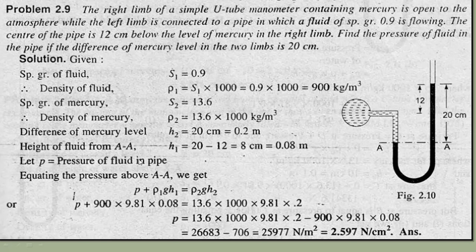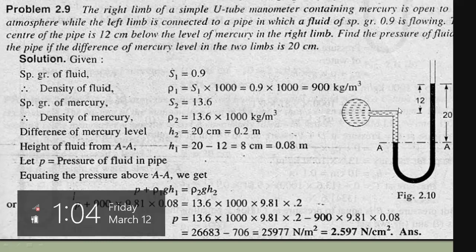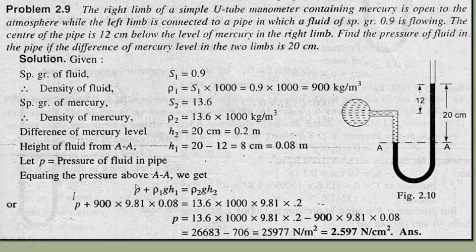Let P be the pressure of fluid in the pipe. Equating the pressure above AA, so here pressure and here pressure. Equating, what we will get? P plus ρ1 g H1 is equal to ρ2 g H2. So P plus 900, put the value and we will get P. This is 2.597 Newton per centimeter square.